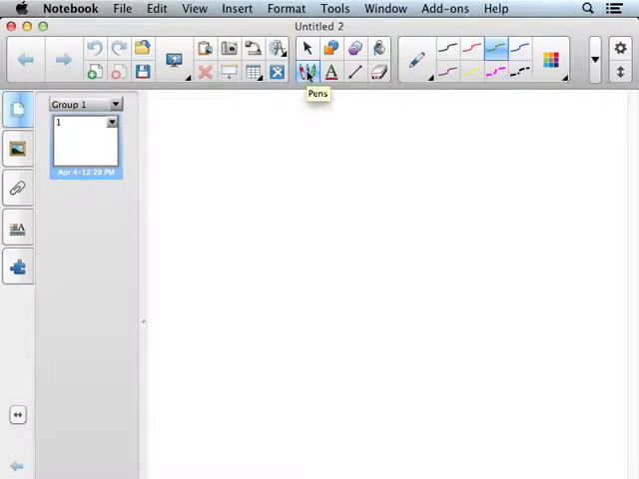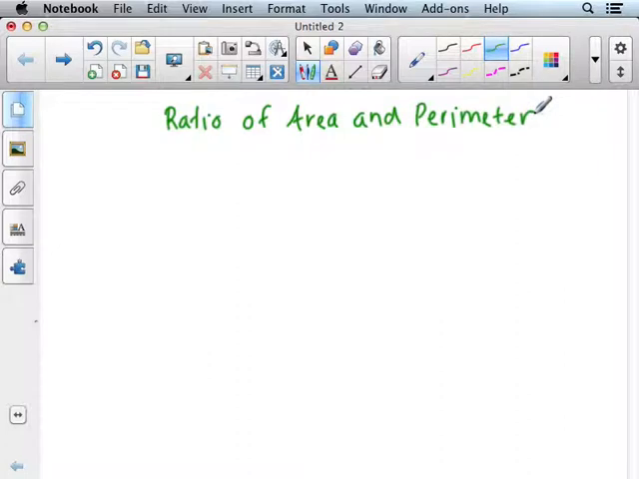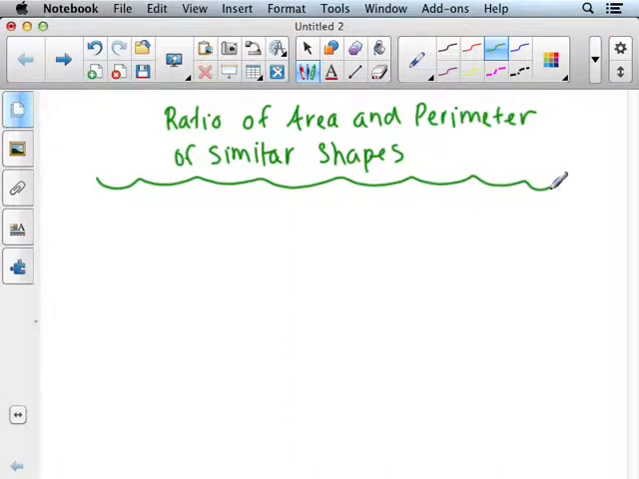Okay, so today we're talking about the ratio of area and perimeter of similar shapes. So you should have already finished that investigation and kind of have an idea of what this is all about, but we're just going to summarize it in your notes.